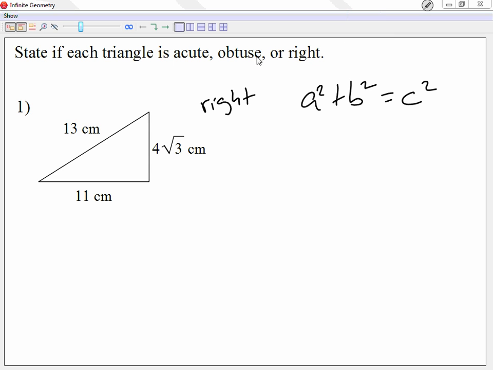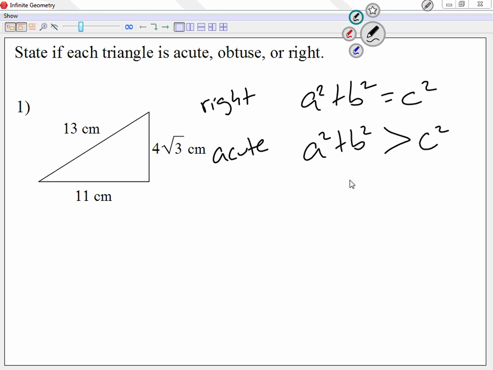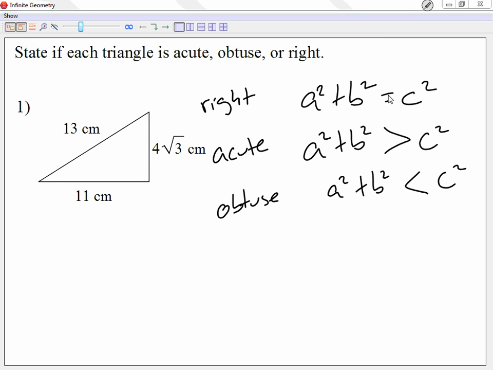So for the obtuse and the acute triangle, we're going to use a similar formula. We're going to say a squared plus b squared. If that is greater than c squared, we're going to get an acute triangle. In order for us to get an obtuse triangle, we're going to get a squared plus b squared is less than c squared. Once again, the equal sign, you guys know that's a right triangle. When the c squared is smaller, we get an acute triangle. When the c squared is bigger, we get an obtuse triangle.